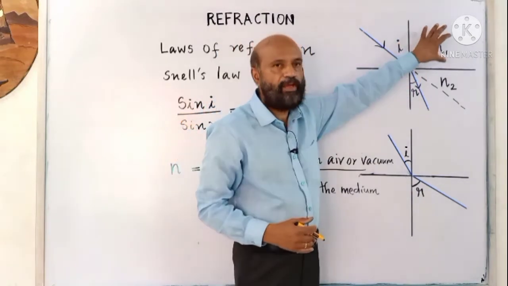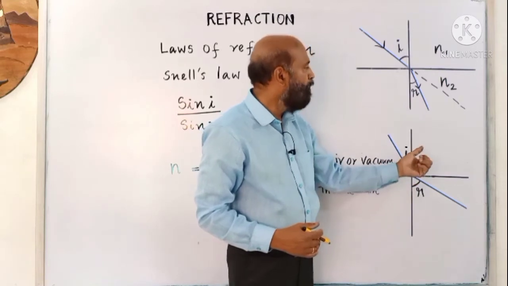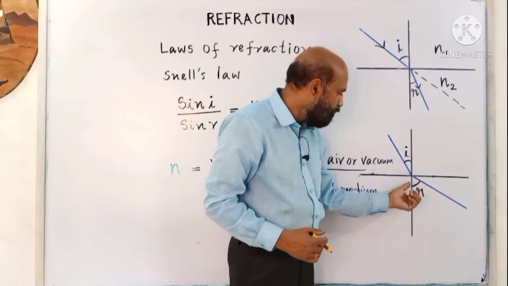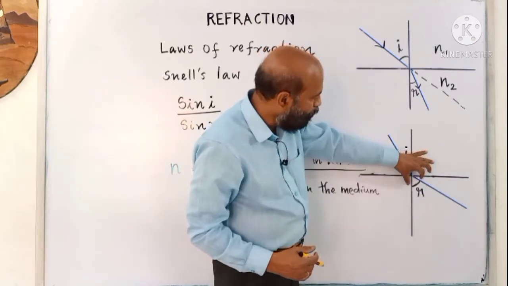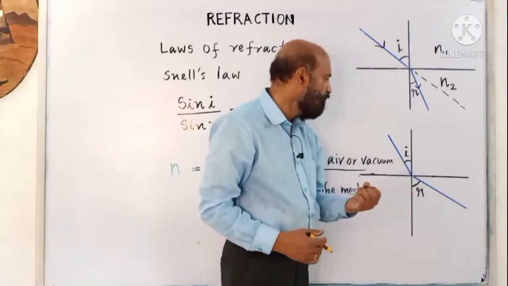If it is traveling from a rarer medium to a denser medium, it bends towards the normal. Here light is traveling from a denser medium to a rarer medium, so you can see it is deviated away from the normal. In this case, the angle of refraction is more than the angle of incidence.